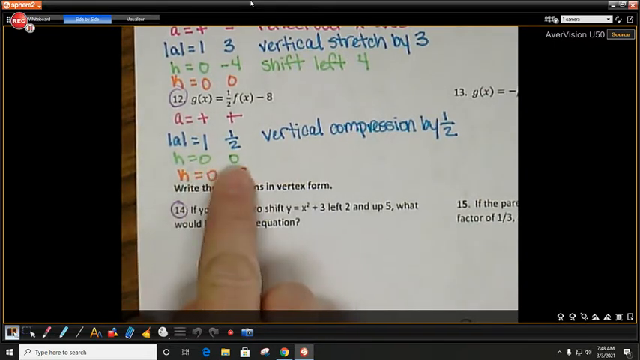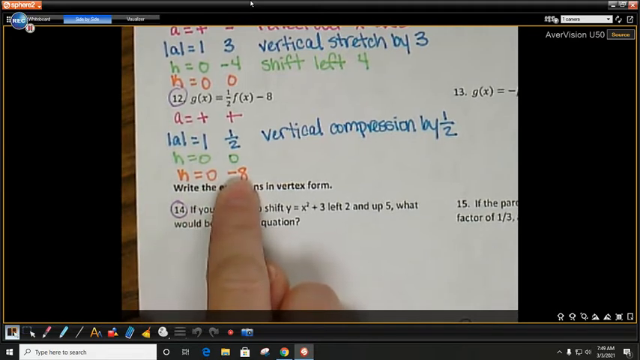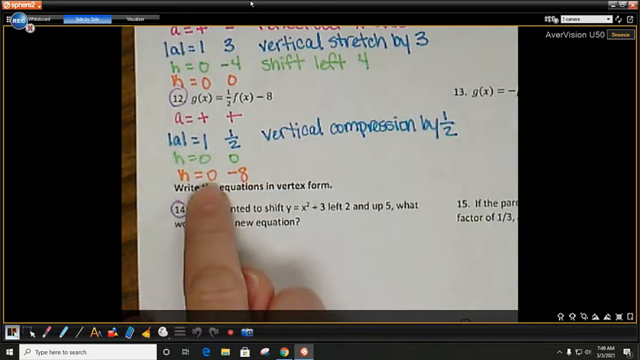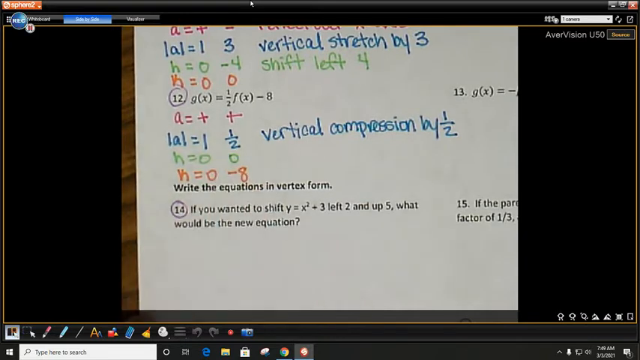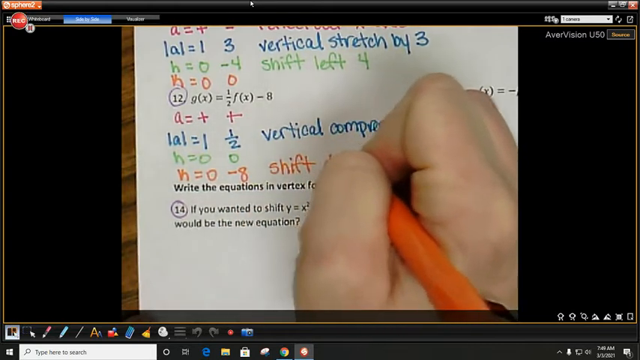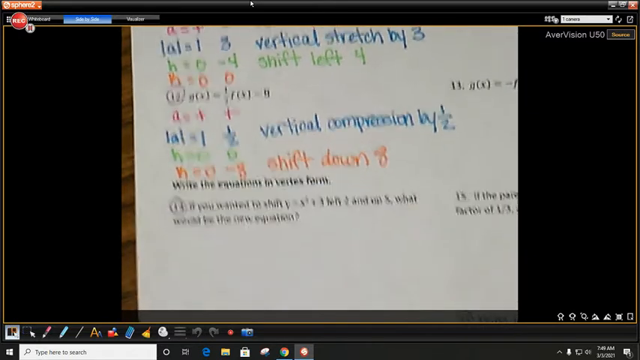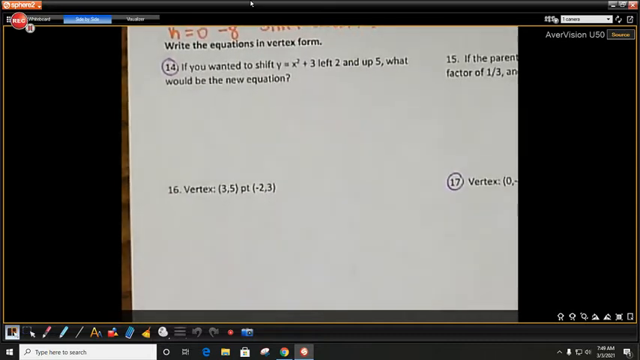My h value did not change, so we did not shift left or right, but this time my k value changed. Remember, k is the y value of your vertex, y is your vertical, so we go up and down. If k goes from 0 to negative 8, we're going down. So we're going to say shift down 8. Again, don't put negative 8 because the down means that the 8 is negative. Okay? So that is how you describe the transformations. Now we're going to move on to where you write the new equation given a transformation.